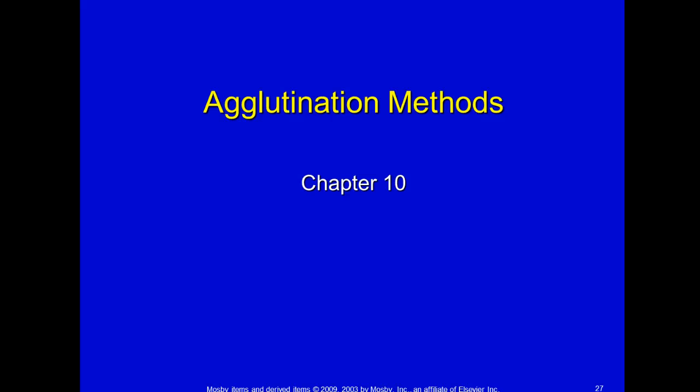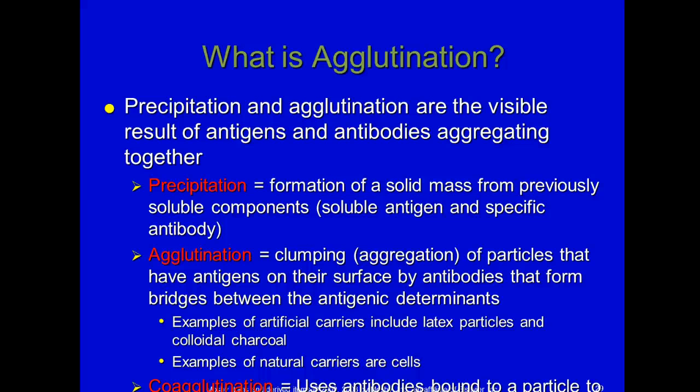So what we do is if we have an antibody, we can have a test with an antigen in it, or if there's an antigen we're looking for, we can have a test with an antibody in it. When we get those to interact, we can create a visible reaction that we can see and know that that antibody or antigen is present. So let's look at this. All right, so what is agglutination? Precipitation and agglutination are the visible result of antigens and antibodies aggregating together.